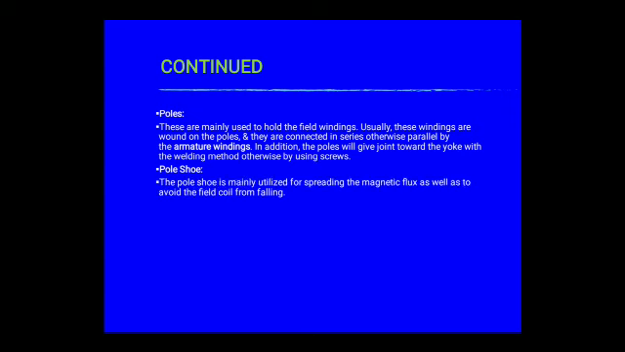Next, the pole shoes. What is a pole shoe? A pole shoe is a shoe-like construction above the pole. It is mainly used for spreading the magnetic flux, or to increase the magnetic flux area of the pole. So by using the pole shoe, the flux linkage area is also increased. Then the rate of change of flux is also increased. That means with the help of the pole shoe, we can increase the induced EMF also. And it is also used to keep the field coil from falling.